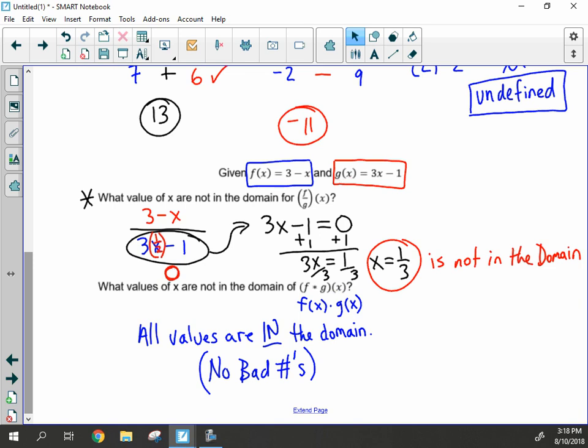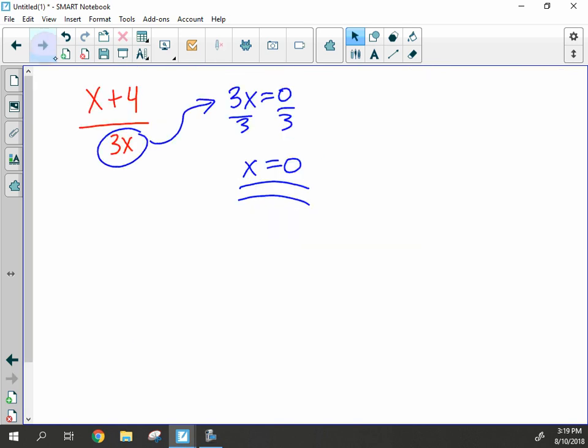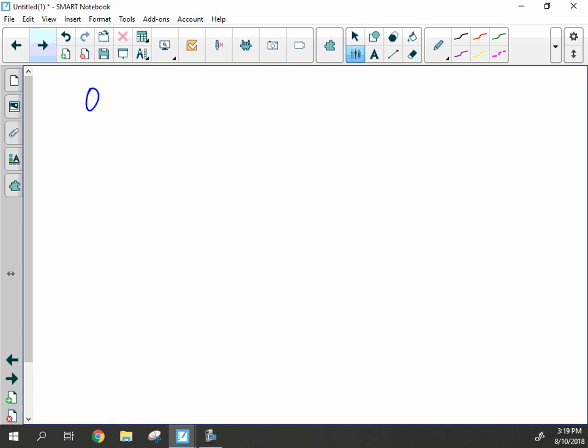So for your assignment, this is, what is this? 0.2, I believe. So for your assignment for 0.2, in the packet, you guys are actually going to do problems 1 through 17. So number 1 through 17. And that's it for composition of functions.